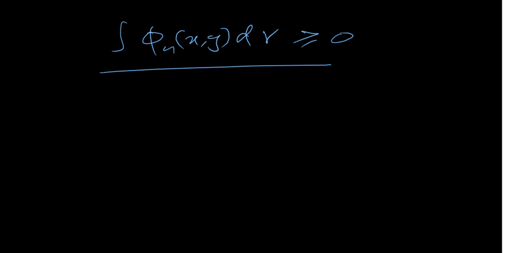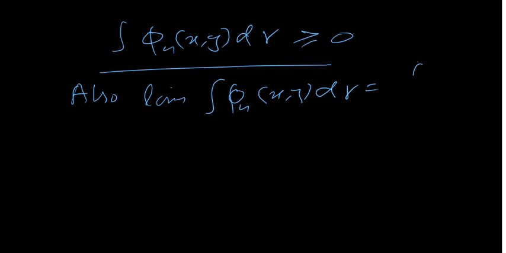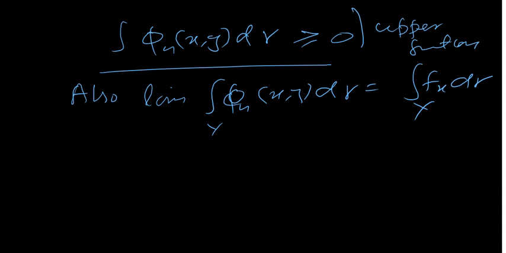Also its limit: the limit of the integral of phi n of x y d nu is equal to the integral over y of f of x d nu. So they are upper functions. This is a sequence of upper functions because they are integrable and non-negative, such that the limit of that sequence is this one.